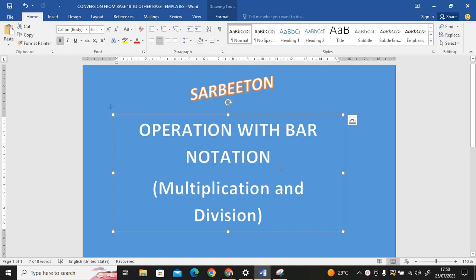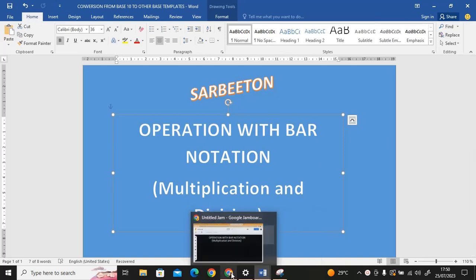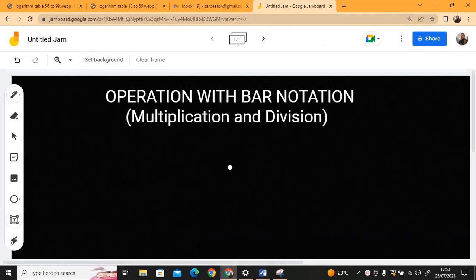This operation with bar notation again, multiplication and division. So let's go to work. In anything arithmetic that has to do with addition, subtraction, division, and multiplication, as we did for addition and subtraction, we have to do it for multiplication and division. So what are the likely questions you may find under operation with bar notation involving multiplication?